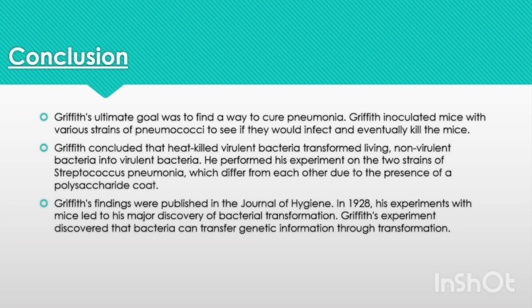He performed his experiment on two strains of Streptococcus pneumoniae, which differ from each other due to the presence of a polysaccharide coat. Griffith's main intention was to find a cure or vaccine for pneumonia, but when he injected the various strains into the mice, they got infected and eventually died.